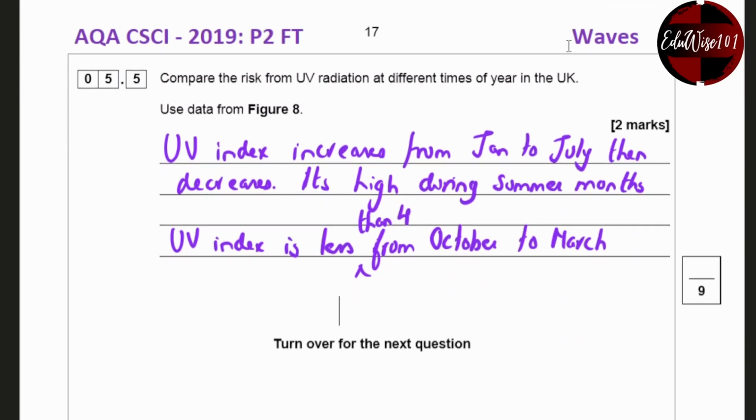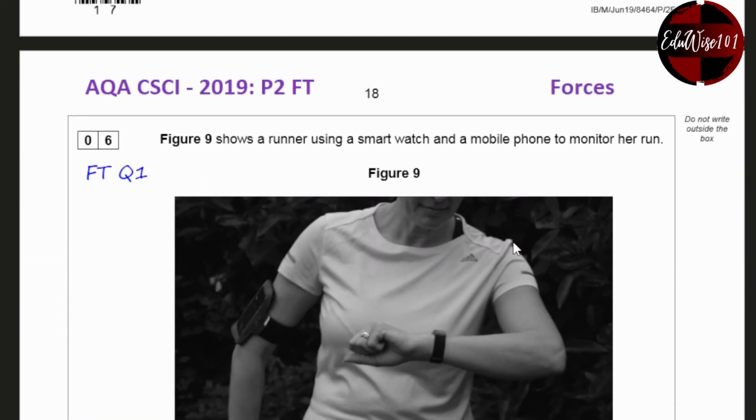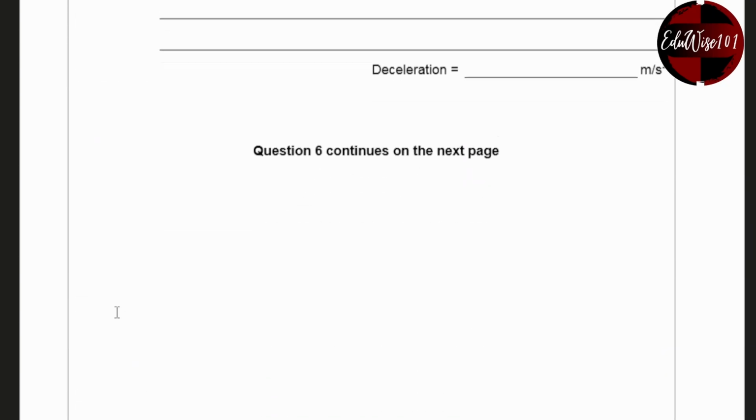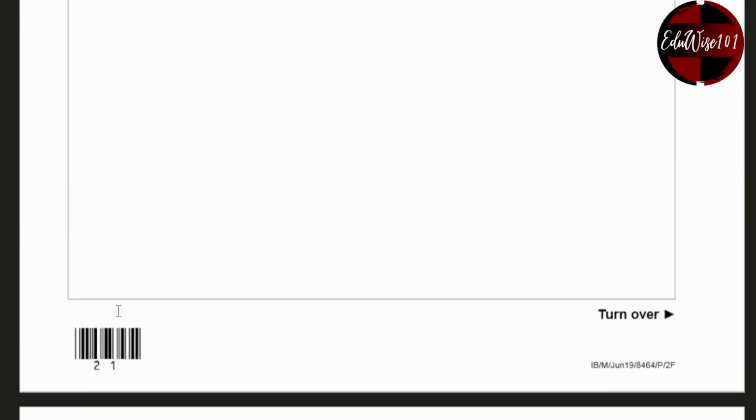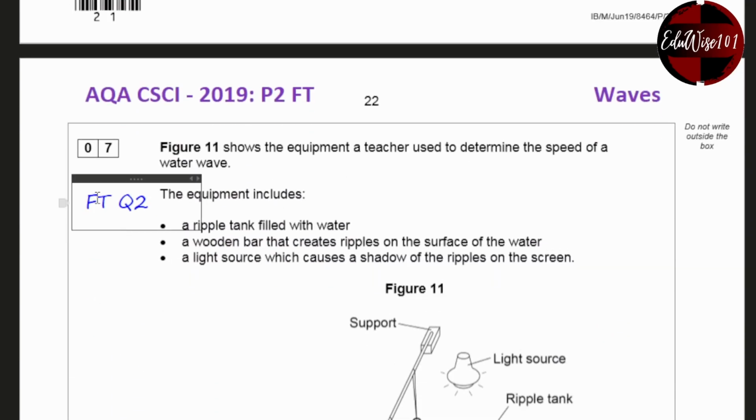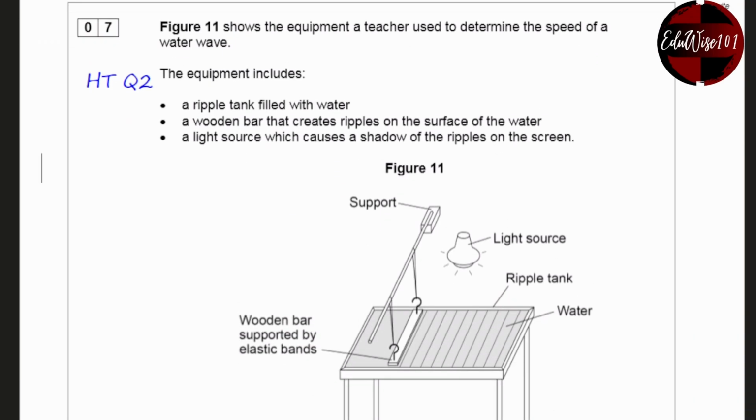That brings us to the end of question number 5. Now question number 6, remember there are 2 more questions. Question number 6, which is on forces, is actually the same question that appears in the higher tier, which is question 1. So this should actually read higher tier. So higher tier question 1, and question number 7, which is on waves, is exactly the same question that appears in the higher paper, which is question number 2.